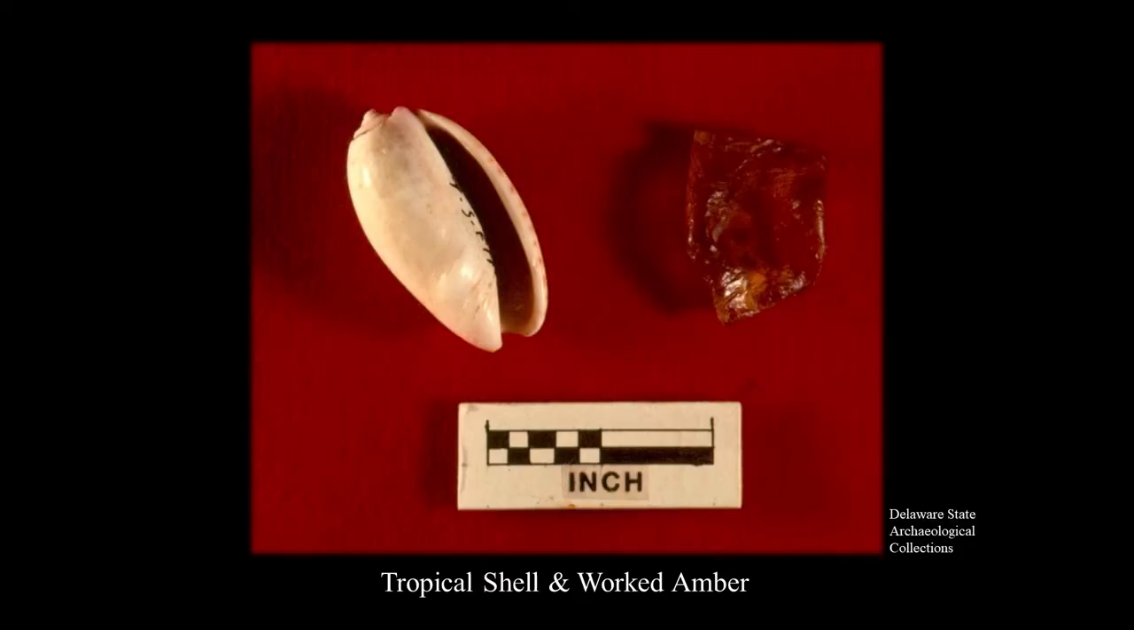Other artifacts speak to, perhaps, an African presence. Here's an exotic cowrie shell or tropical shell. Here's pieces of worked amber. The most northern range of this shell is Florida. How did it get here on a Delaware site? Amber is sometimes found in parts of the American coast, but really not particularly common. So most likely this is a piece of worked amber that's picked up in the Baltic or something like that, and then brought over as a part of trade.